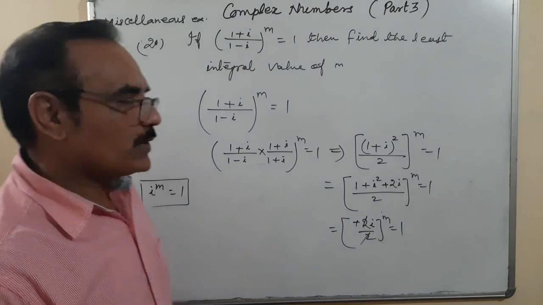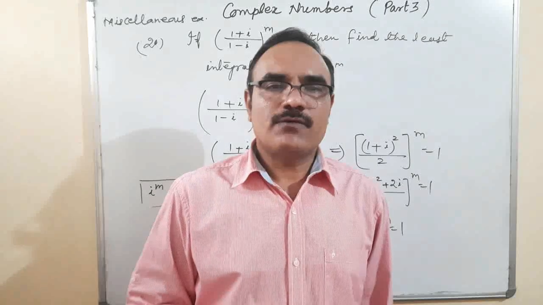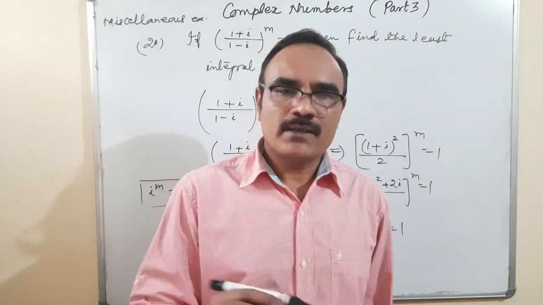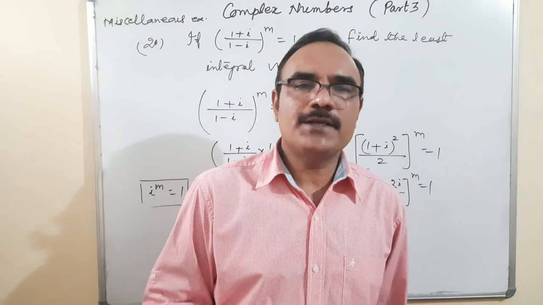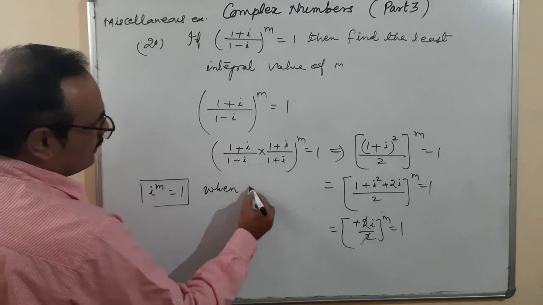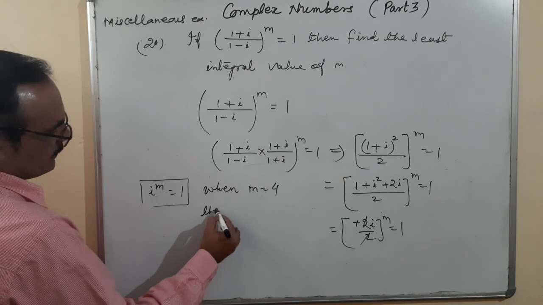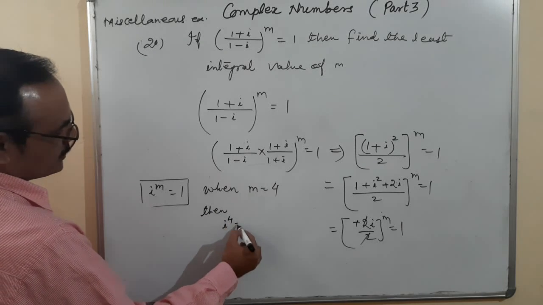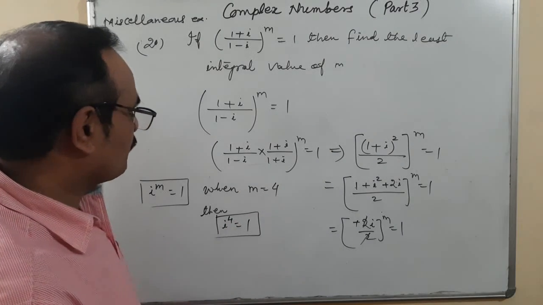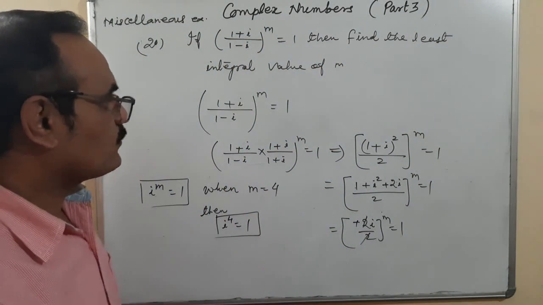And do you know i square, i cube, i to the power 4? If we are increasing the power of i to 2, 3, 4, 5, then the first positive value we get is when i to the power 4. Okay. So what does it mean when m is equal to 4? Then i to the power 4 is equal to 1. Okay. So starting from 0, 1, 2, 3, 4. The first value is 4. In the question they are asking to find the least integral value of m.